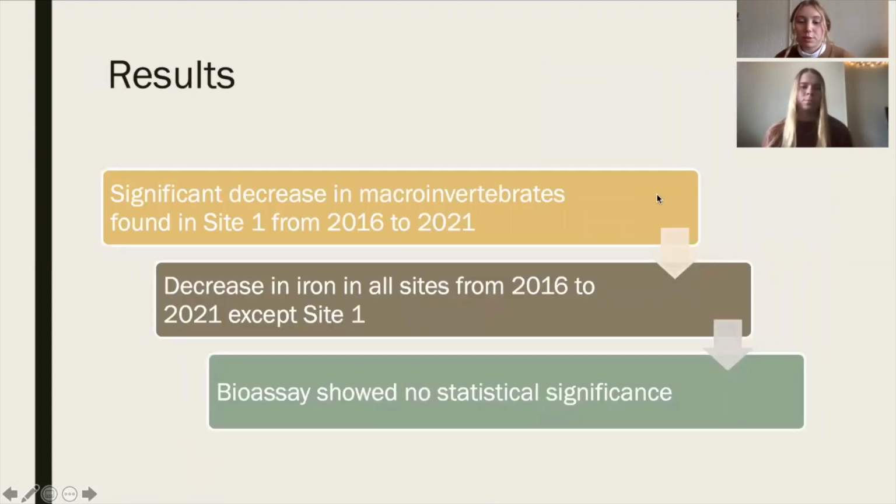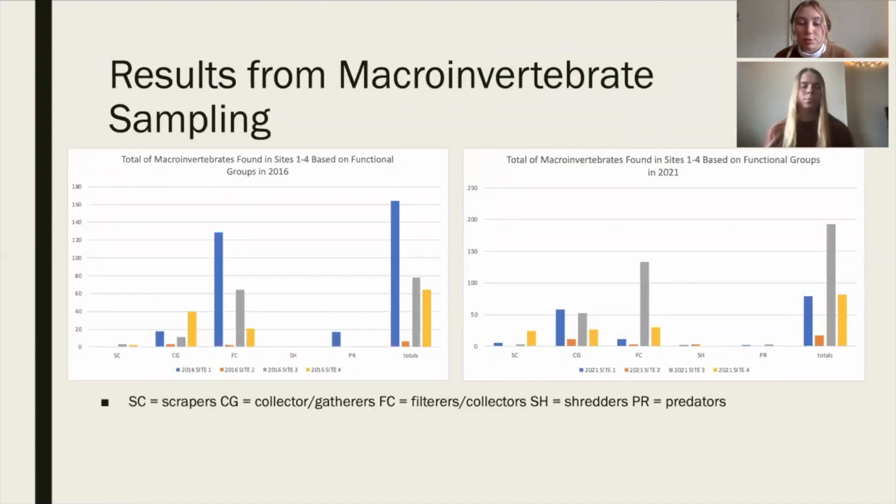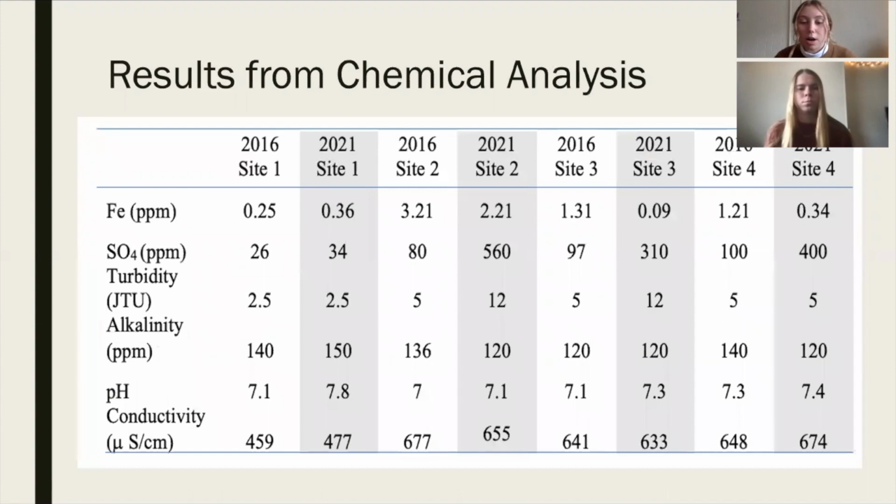These are a few important results that we found about each sampling method. Overall, we found that from 2016 to 2021, the number of macroinvertebrates increased going downstream. There is a decrease in macros in Site 1 from 2016 to 2021, which was the only site that decreased rather than increased. Our chemical analysis showed a decrease in iron for all sites except for Site 1. There was a major increase in sulfate from 2016 to 2021.